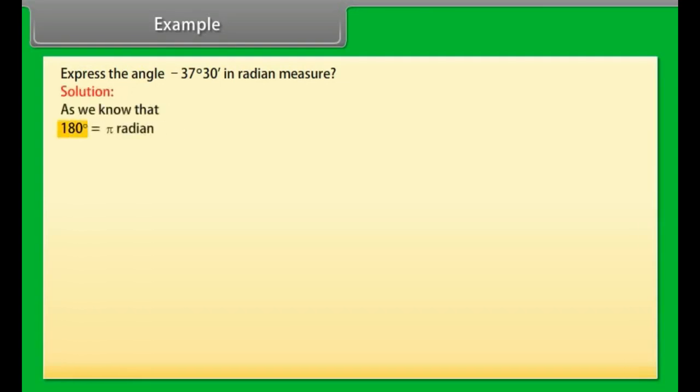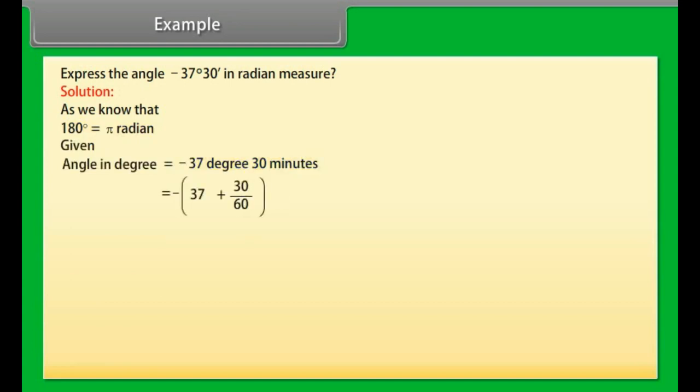Example. Express the angle minus 37 degrees 30 minutes in radian measure. Solution. As we know that 180 degrees is equal to pi radian. Given angle in degrees is minus 37 degrees 30 minutes, which is equal to minus of (37 plus 30/60), which is minus of (37 plus 0.5), which is minus 37.5.